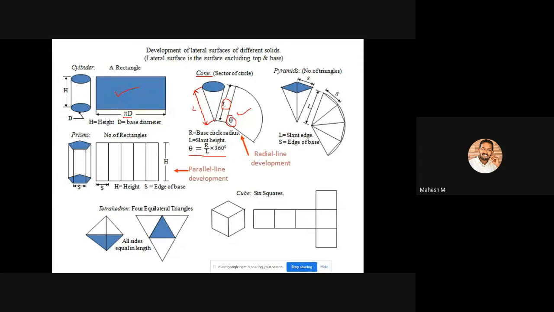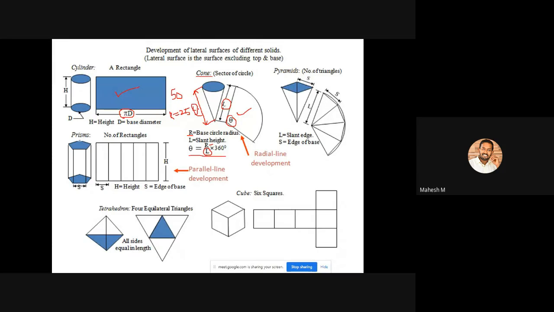Similar to the formula pi into d, which is for cylinder, theta is equal to capital R divided by L into 360, which is for cone. So what is meant by capital R? Capital R is the base circle radius. In problems, you will have the value for base diameter, so you can divide that value by 2. For example, if the diameter value is 50, then the value of capital R is 25, and this particular length is available here.